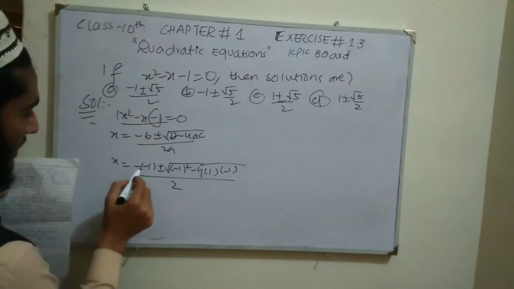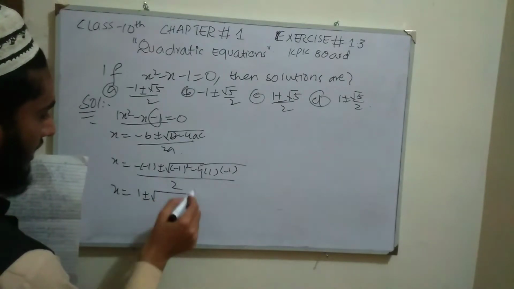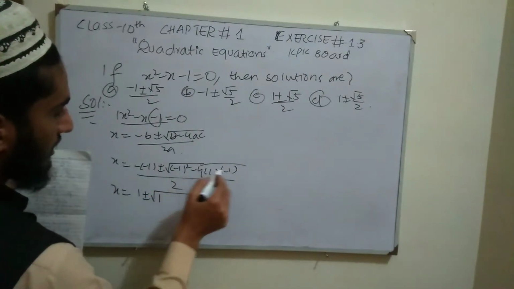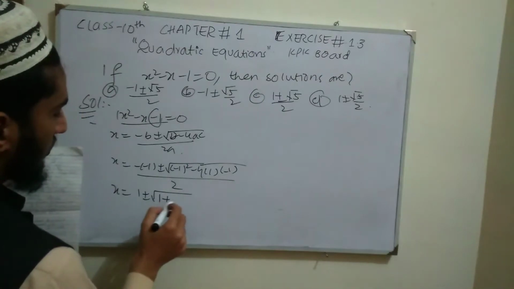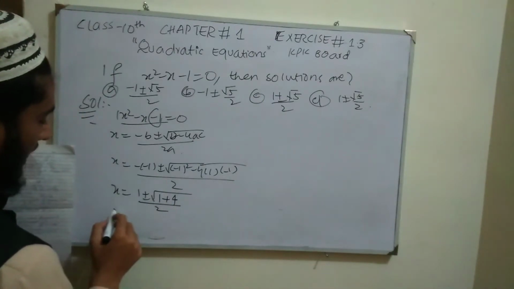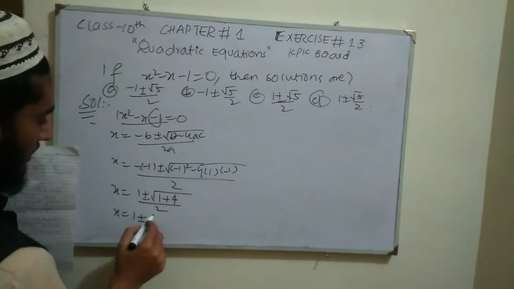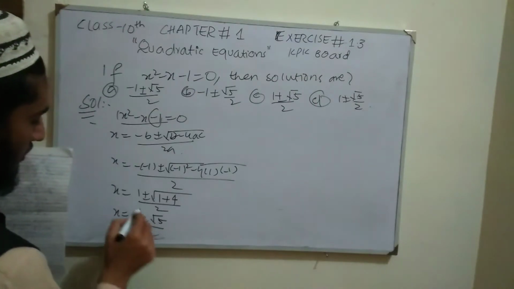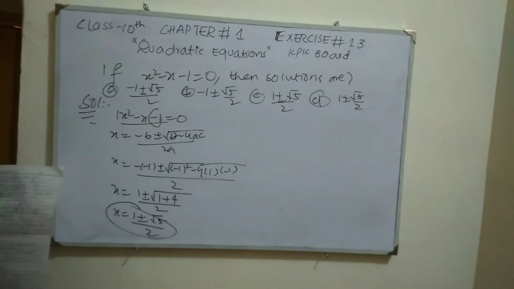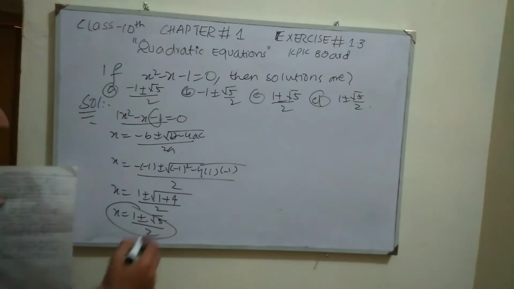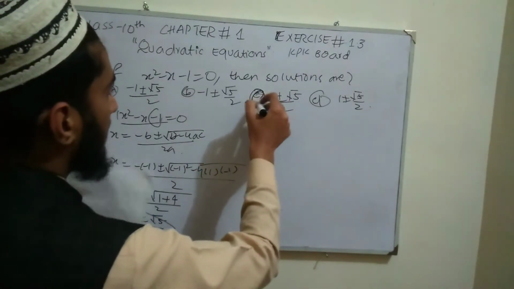So x is equal to minus minus gives us plus 1, plus minus under root of minus 1 whole square gives us 1, and minus 4 multiplied by minus 1 gives us plus 4, divided by 2. Solving, we get x is equal to 1 plus minus under root of 5 divided by 2. So these are the roots and solutions to the given quadratic equation, 1 plus minus under root 5 over 2, which is option C.